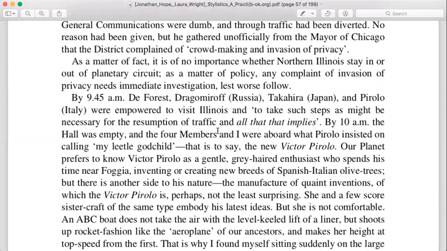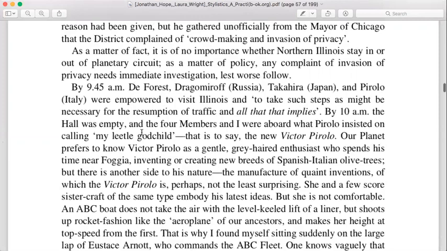As a matter of fact, it is of no importance, right? Future tense, past tense, and then present tense. Whether Northern Illinois stay in or out of planetary circuit is a matter of policy. Any complaint of invasion of privacy needs immediate investigation lest worse follow. Needs, again, present tense, right?